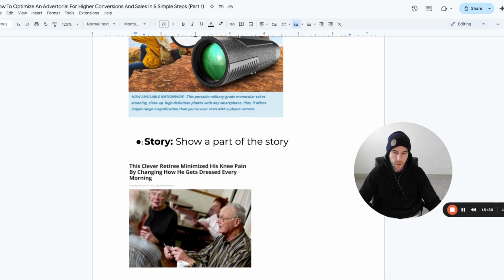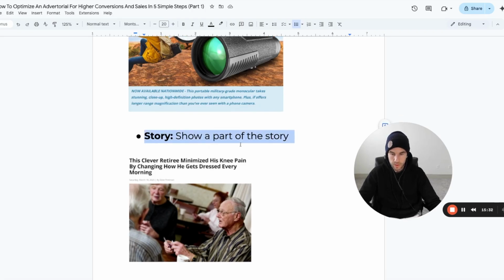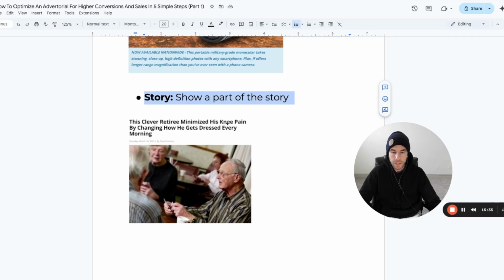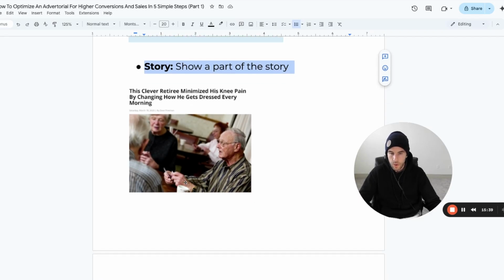Now we have a story, and this is just showing a part of the story. This clever retiree minimized his knee pain by changing how he gets dressed every morning. And again, very organic looking picture, shows the person in a part of their story, obviously not really in pain, not really at the end state of my knees feel so much better, but just living everyday life, showing a part of their story. And that is a good example of a story-based image.